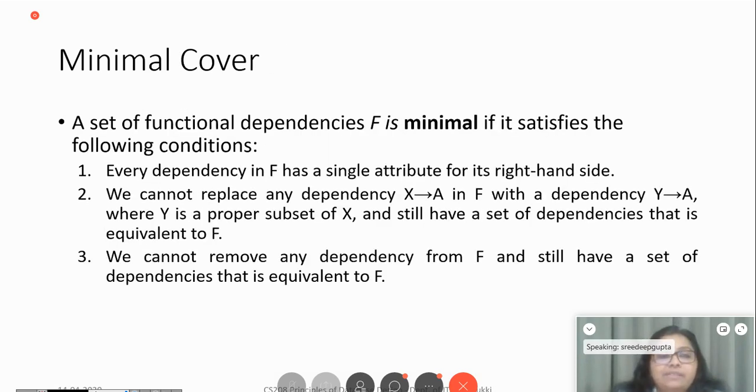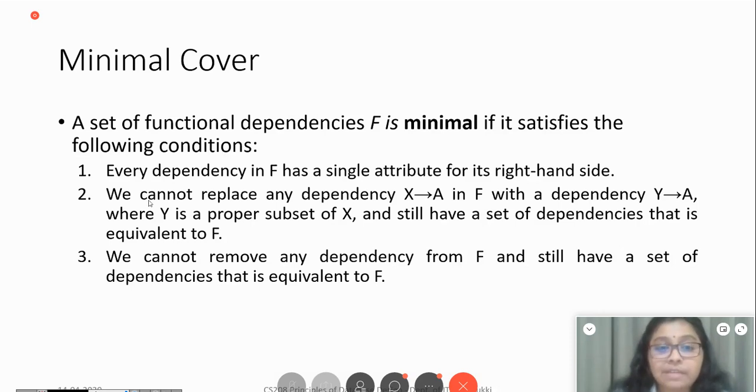These are the conditions. Okay, a set of functional dependencies F is minimal if it satisfies the following conditions. Which are those conditions? Every dependency in F has a single attribute on its right hand side. On the right hand side there should be only a single attribute. That's the first thing. Every FD in that FD set, whichever FD you take, the RHS should be singleton. Okay, that's the first condition.